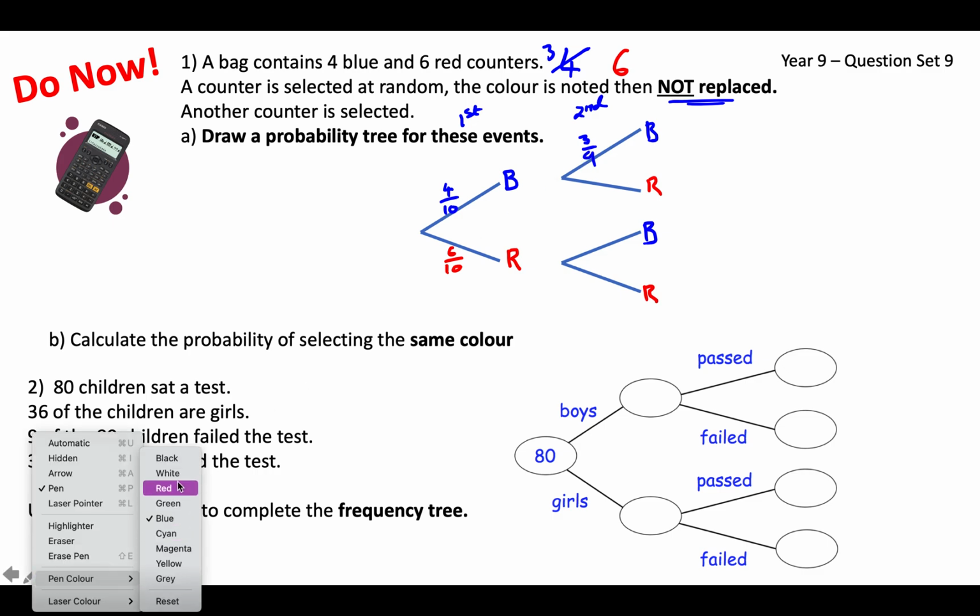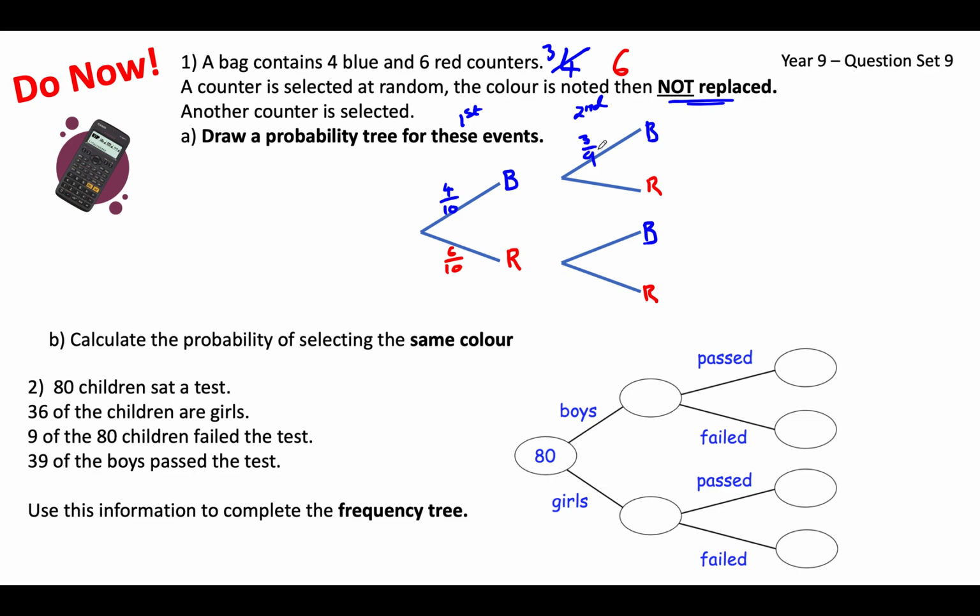Now the red counters we can see haven't changed. If I get up to this set of branches, I picked a blue out. So there's actually still 6 red. So at that point, probability of picking a red out is still 6 out of, well, there are 9 counters. And again, notice 3/9, 6/9, that adds up to 9/9, equivalent to 1. Okay, so that's the top set of branches.